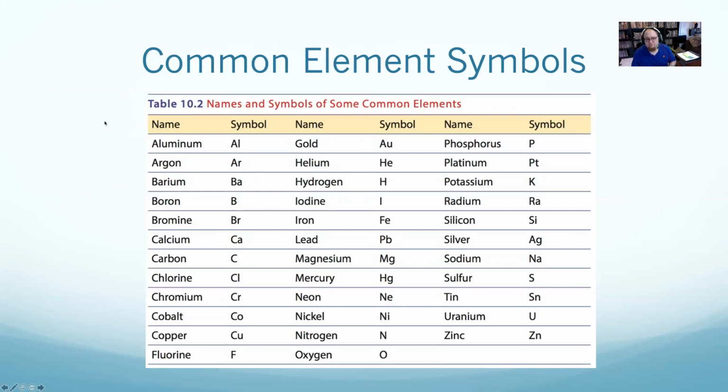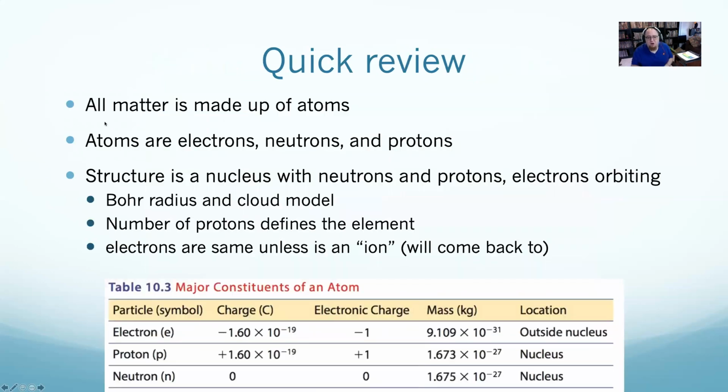Now, as we covered last chapter, all matter is made up of atoms, and atoms are made of electrons, neutrons, and protons. The structure is a nucleus with neutrons and protons and electrons orbiting. In an element, how many protons you have defines what the element is. So if you know something has 7 protons, that means it's nitrogen. If it has 8 protons, that means it's oxygen. The number of protons defines the element.